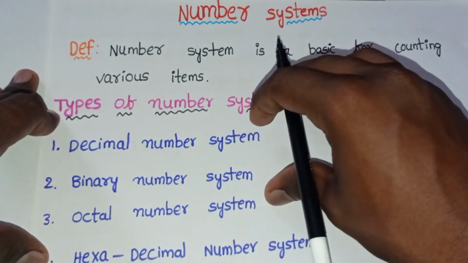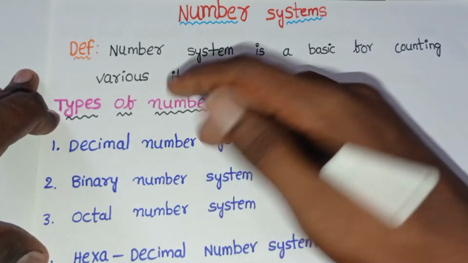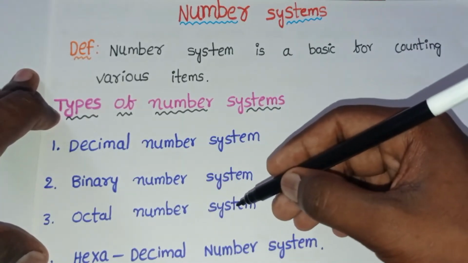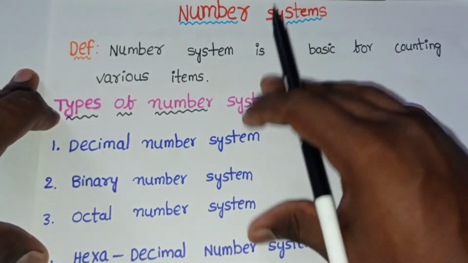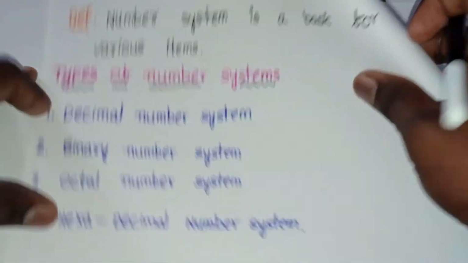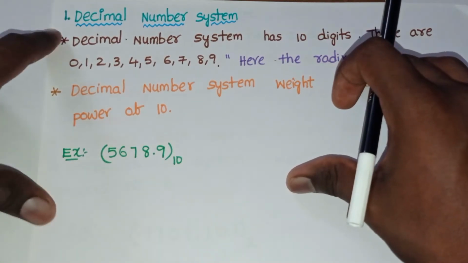Okay, for counting purpose we have mainly four types of number systems. Those are decimal number system, binary number system, octal number system and hexadecimal number system. Let's see one by one briefly. Okay, the first one is decimal number system. What is decimal number system?